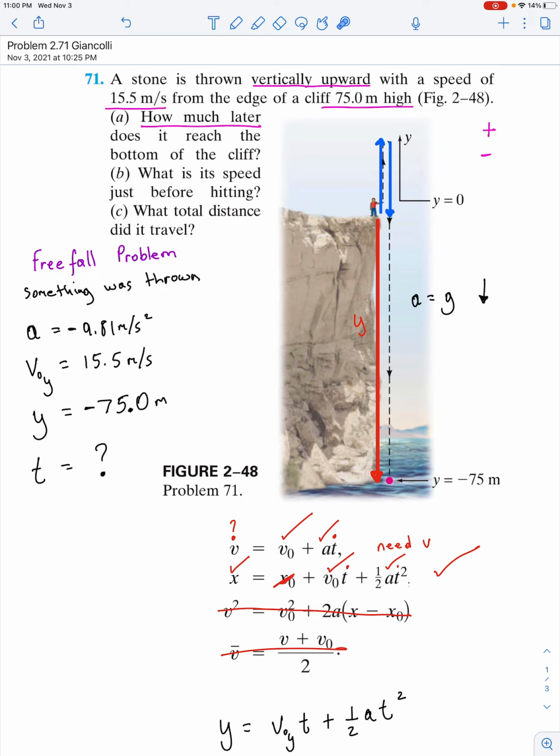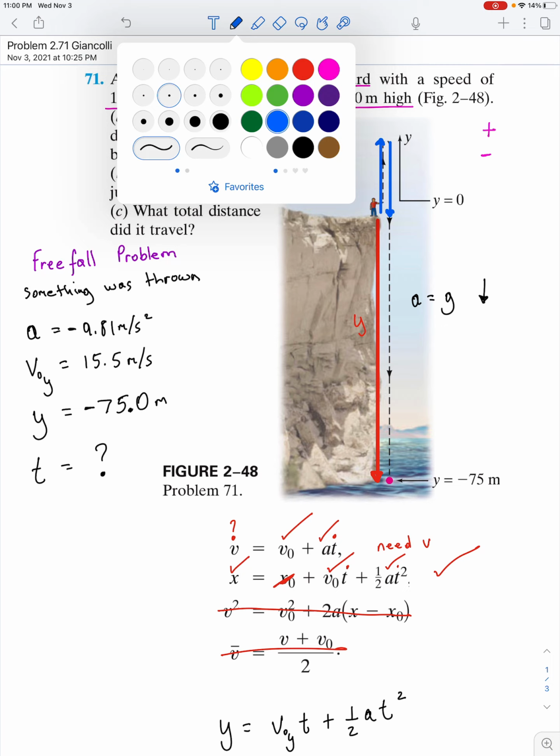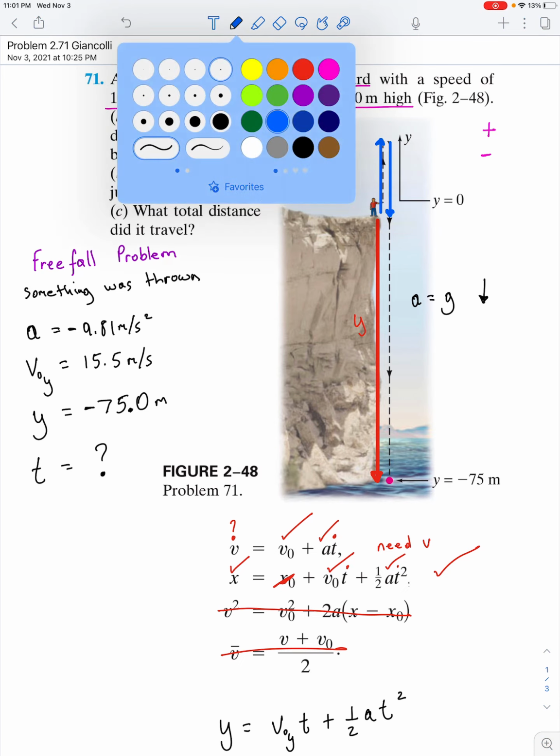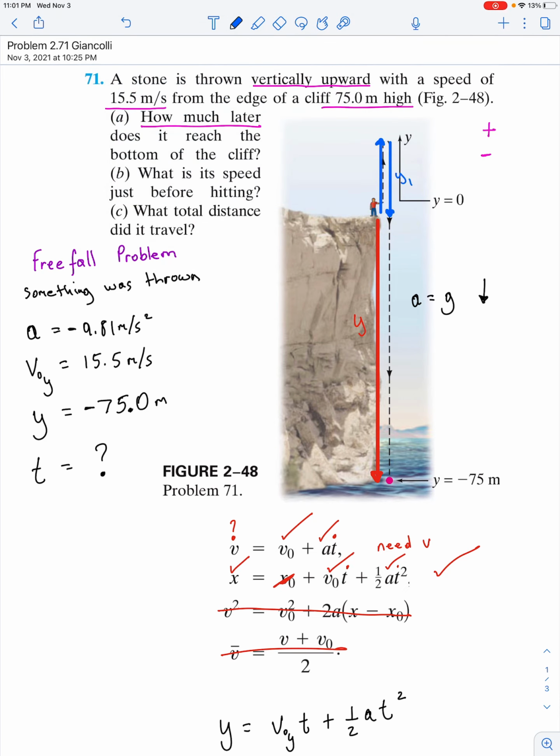Well, I am going to call these things, let me label them. I'm going to call this y1 and call this y2. Oh, I don't like those colors. Let's just put it in a different color. Blue. y1 and y2. Good.